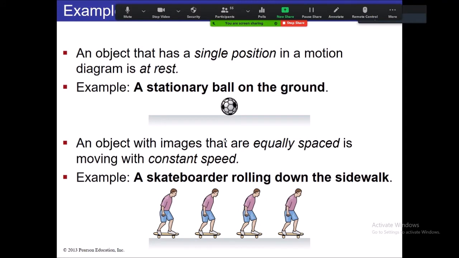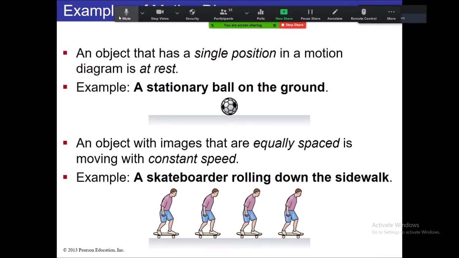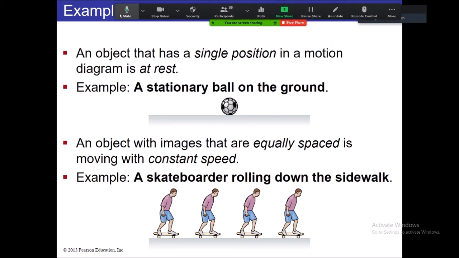Okay. Here's examples of other things we can do. This one's fun. Something that's at rest. The motion diagram isn't very exciting. It's just a single picture of a ball on the ground, lonely. It's inanimate, so you don't need to feel sorry for it. But otherwise, this is a very lonely ball. Now, at the bottom here, we have this skateboarder, I guess. And they're moving at a constant speed, which we can tell because we have the pictures equally spaced apart.